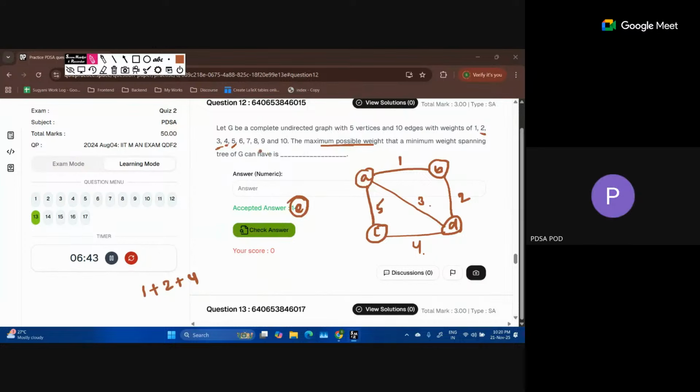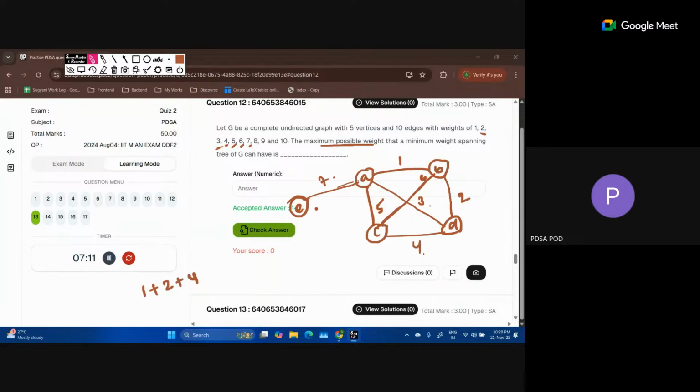Right. Then what about 6? Can we exclude 6? No chance. B to C. Okay. Then 7. The edge with 7 will be connected to E because there is no other way to connect anything over here. So 7 has to be connected to E. So E will be connected to, let's say, A using 7.